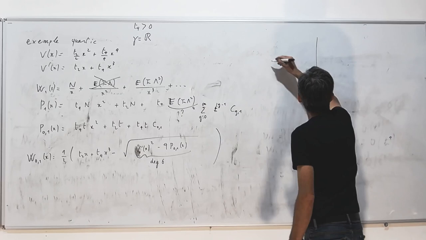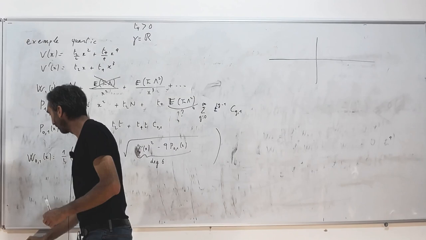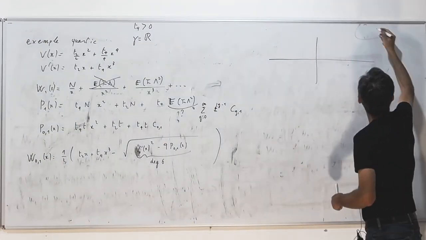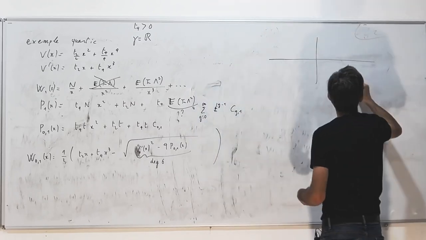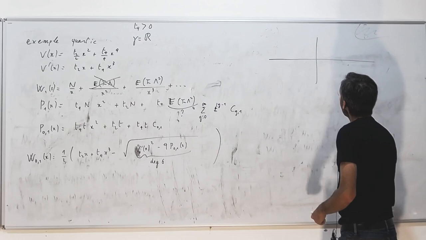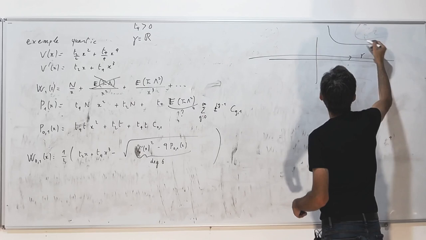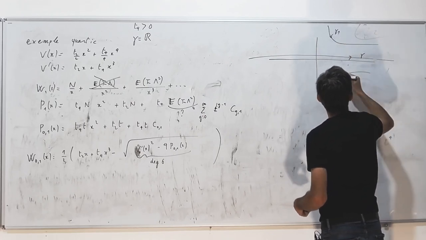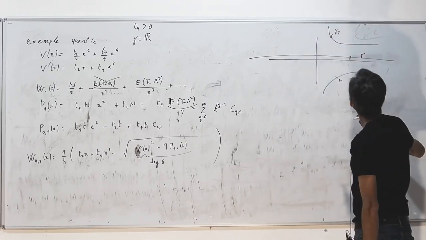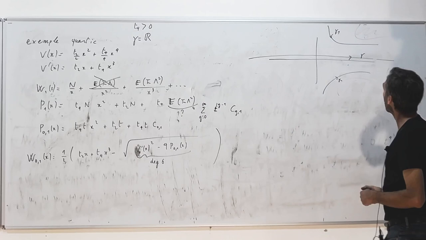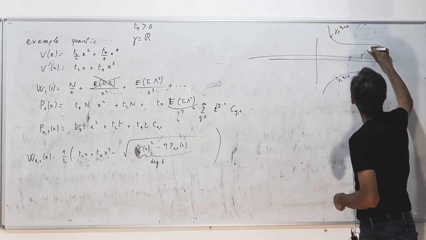So let's draw in the complex plane. Let me again draw my forbidden sectors. And let me say that my integration contour was the real axis. And let me say that gamma 1 and gamma 2 are not populated. So n1 equals 0, n2 equals 0. And here I have 2 to the power n, this one.